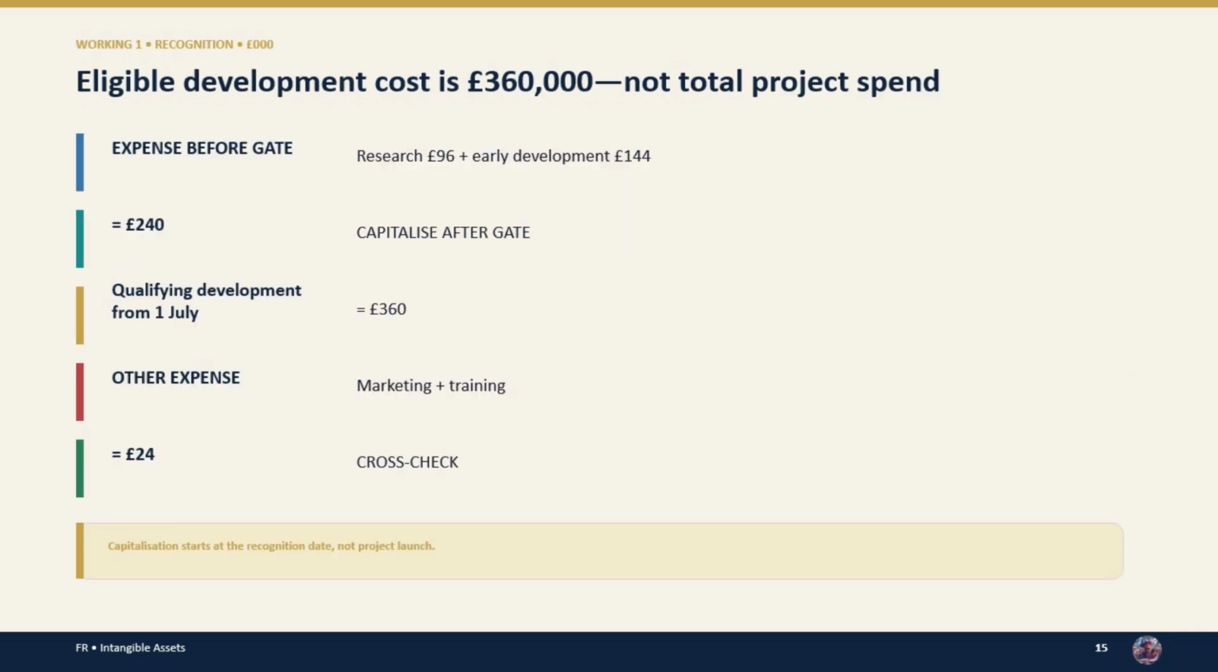Careflow's recognized development asset is 360, not total project spend. Research of 96 and early development of 144 produce an expense of 240 because they occurred before recognition. Qualifying development from the 1st of July to the 30th of September creates the 360 asset. Marketing and staff training of 24 are expensed because they do not create or prepare the software itself for use. Before amortization, the statement of financial position includes 360.